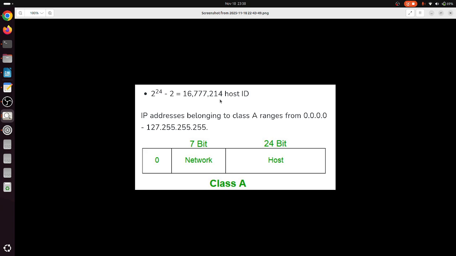So I can have 127 networks, and for every network I can accommodate 16,777,214 hosts, and it is almost, once again I can say, unlimited, or unknown. If the network capacity is unknown, I prefer class A. So the specialty of class A is that it is used with an unknown network. If I can't predict the number of users accessing the network, then I will go with class A.